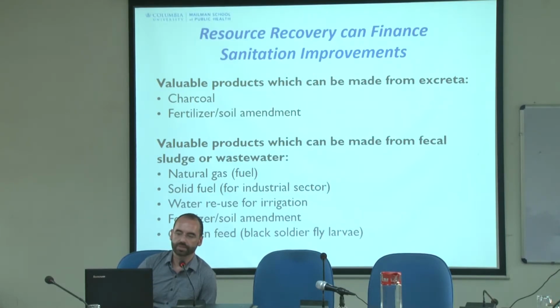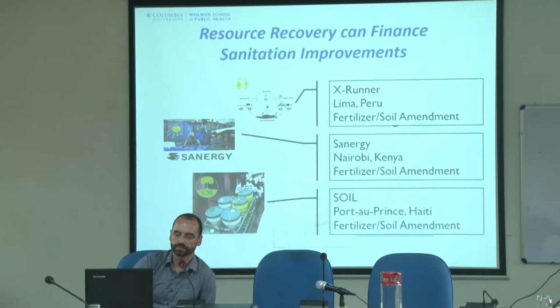So septage can be turned into charcoal, or excreta can be turned into charcoal or fertilizer, and septage can be turned into natural gas, solid fuel that can be sold to the industrial sector. Water can be reused for irrigation. It can also be turned into fertilizer as well as chicken feed. Just some examples of excreta being turned into soil amendment. These are all container-based sanitation examples, so probably not the right solution for India, but still examples of projects on the ground that are treating waste as a resource.